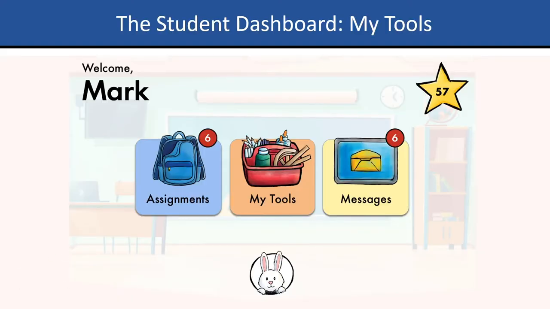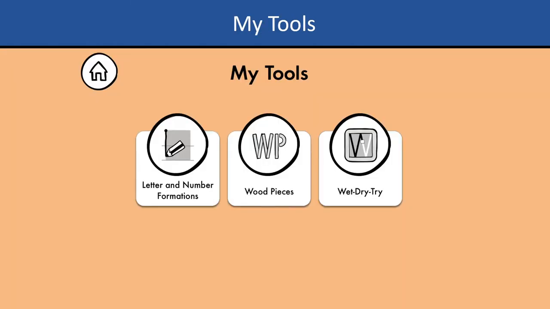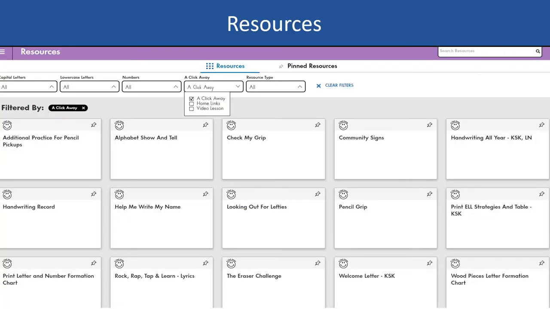Going back to the home page, there's one more icon we need to check out. It's the orange icon, My Tools. Students can access all digital formation tools, including letter and number formations, wood pieces, and wet dry try at any time by going to My Tools. This is a great way for students to get additional practice with letter and number formations outside of their assignments. Be sure to remind families and students that these tools are available to use anytime.